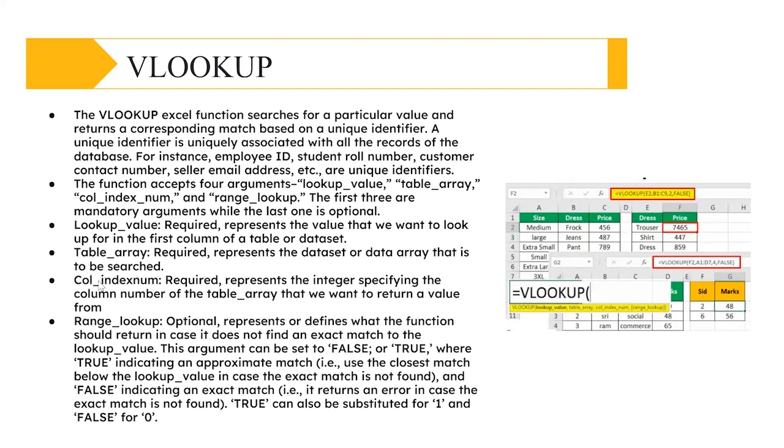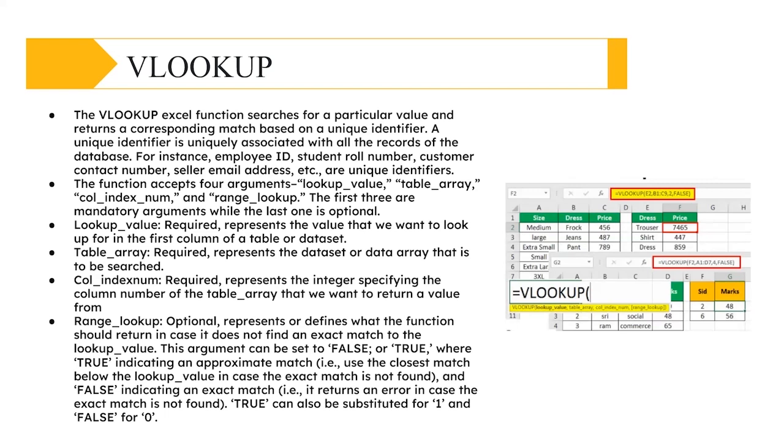Third is the column index number. For example, if you search for a seller ID and you want to get its number, whichever column the number is stored in, you give its index. We will see when we do it live how we put the column index. And range lookup is where you give either true or false. True means an approximate match, false means an exact match.